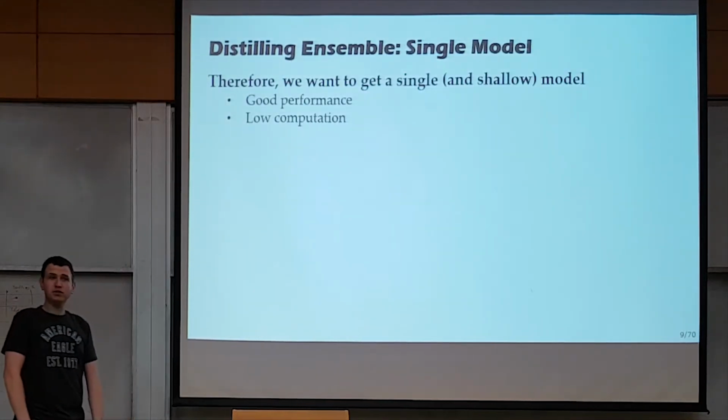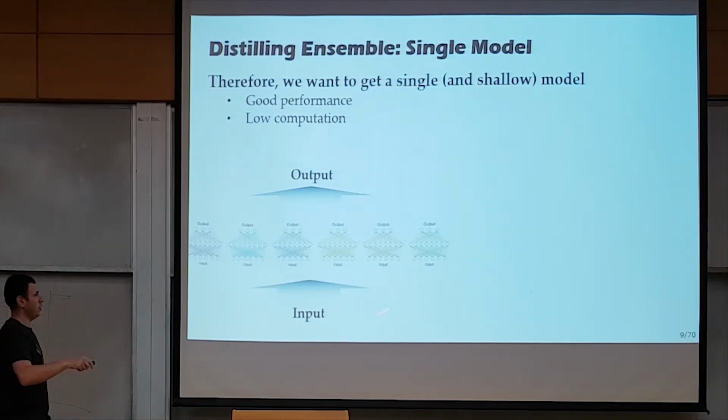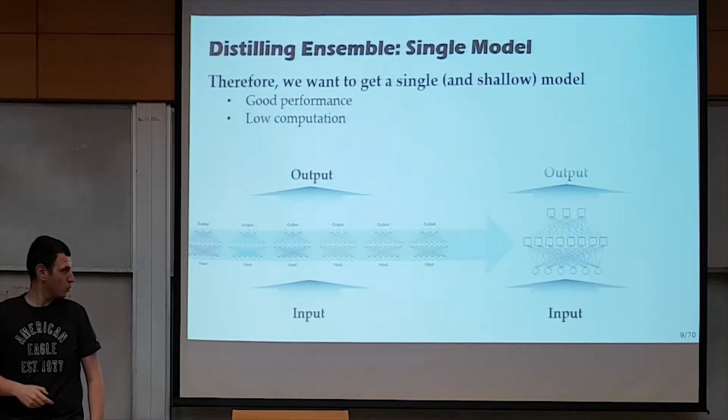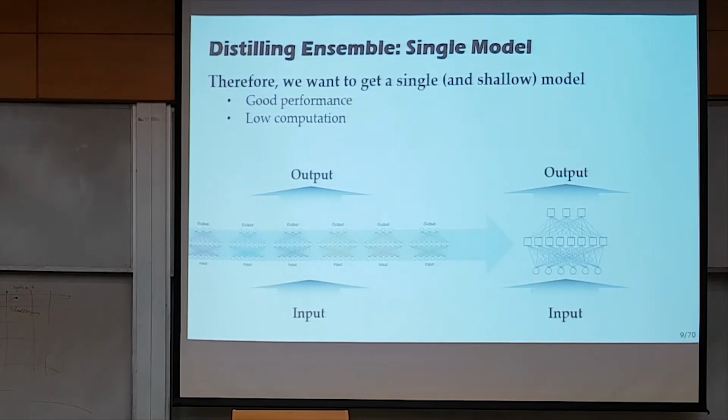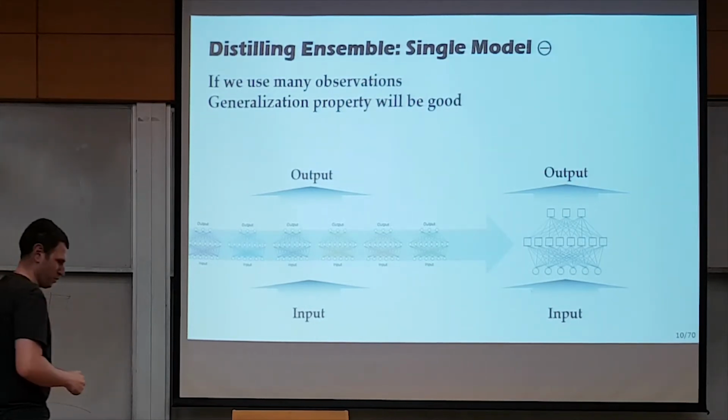So what we are going to do is use a single model, distilling the ensemble. We want a single, shallow model that achieves good performance but gives us low computation. Here we have input and output. If you use the whole ensemble, yes, but instead we will train and run inference with only one model. If we use many observations, our generalization will be good, because as I said before, we take the best from each network and merge it into one. How we do that, we will see in a few minutes.